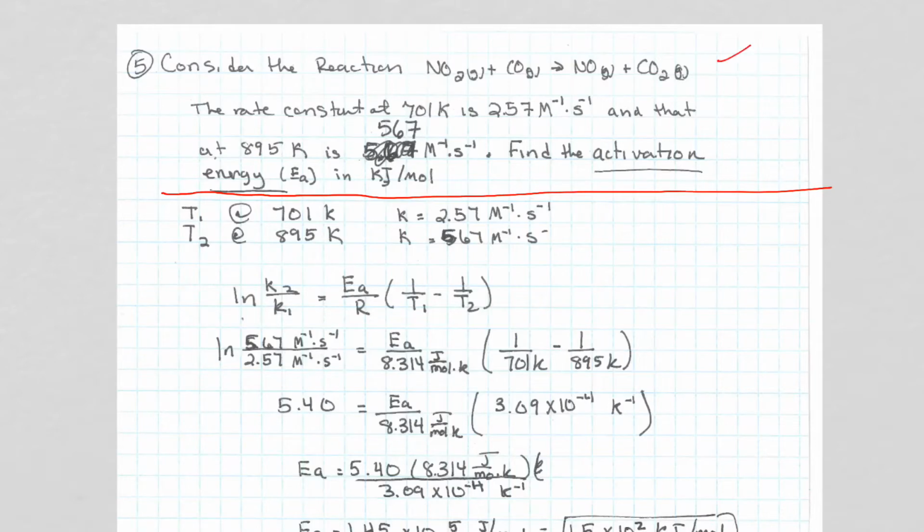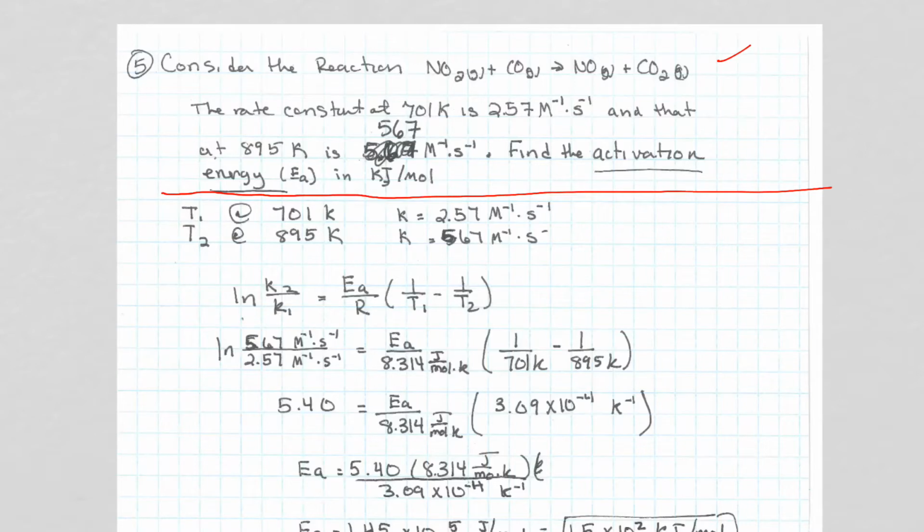So we're given our reaction, and we're told that the rate constant at 701 Kelvin is 2.57 reciprocal molarity reciprocal seconds, and that at 895 Kelvin, it's 567 reciprocal molarity reciprocal seconds. And we're asked to find the activation energy in units of kilojoules per mole.